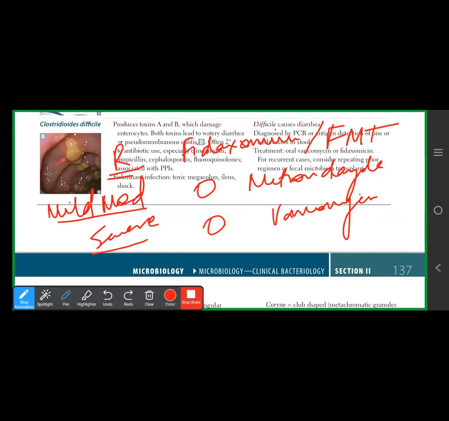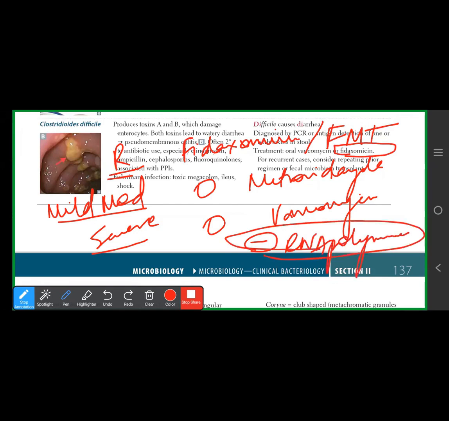And what is this fidaxomicin? Something that you guys would not have heard much about. It's a macrolide. It's known to inhibit the sigma subunit of the RNA polymerase, which is going to impair your protein synthesis, and therefore you have cell death. Now you have to remember this: you can give it as an oral drug, so this is actually good. These are the treatment options you have to know: oral metronidazole, oral vancomycin, fidaxomicin, and microbiota transplant.